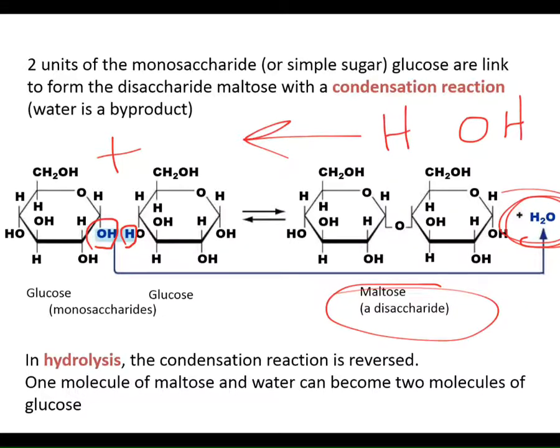So the other words to go with hydrolysis are decomposition and catabolic, right? Catabolic, decomp, hydrolysis. Same boat. Okay, put all of those in the same little category in your head.